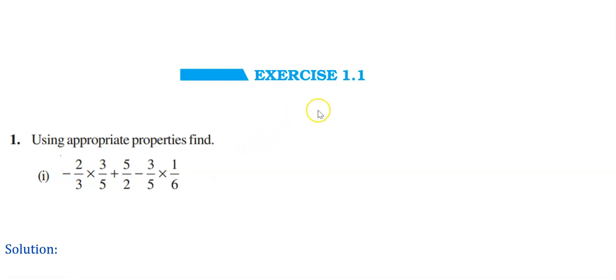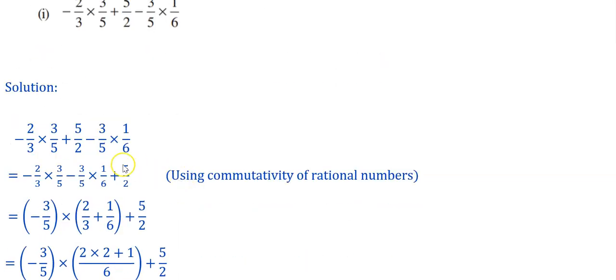Now we'll start exercise 1.1. Use appropriate properties and find: minus 2 by 3 into 3 by 5 plus 5 by 2 minus 3 by 5 into 1 by 6. Okay, now see this here. We will write the first example: minus 2 by 3 into 3 by 5 plus 5 by 2 minus 3 by 5 into 1 by 6. Keep this as it is.